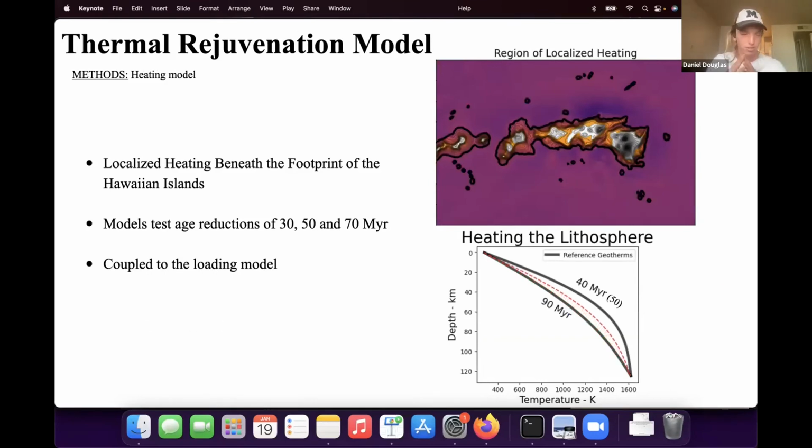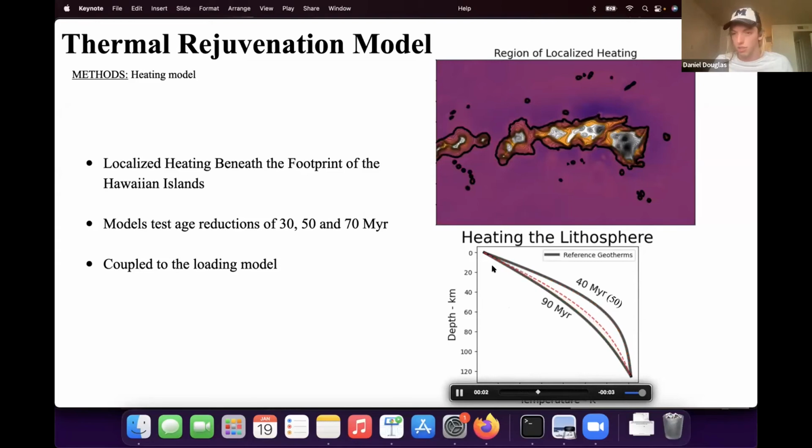And then the last part of the models is the heating model, which is important since that's what I'm testing. We use the method for heating called thermal rejuvenation, and we localize this heating to beneath the footprint of the islands, since that's where our xenolith samples came from, beneath the islands. And everywhere within this black contour that you can see in this map here is subject to some degree of heating by thermal rejuvenation.